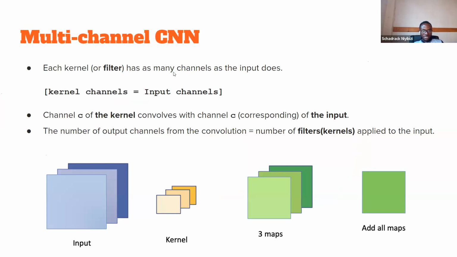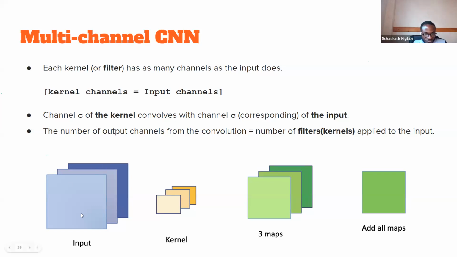Here we say that each kernel of the filter has as many channels as the input does. What does it mean? The kernel channels, we refer to them as the input channels. But the filter channels, we refer to them as the output channels that the convolution layer will be producing as the output. Then channel C of the kernel convolves with the corresponding channel C of the input.